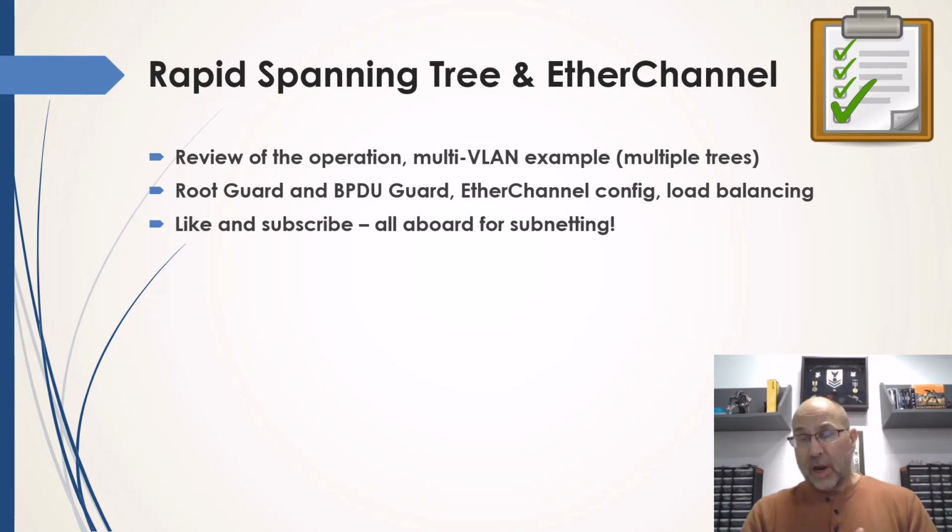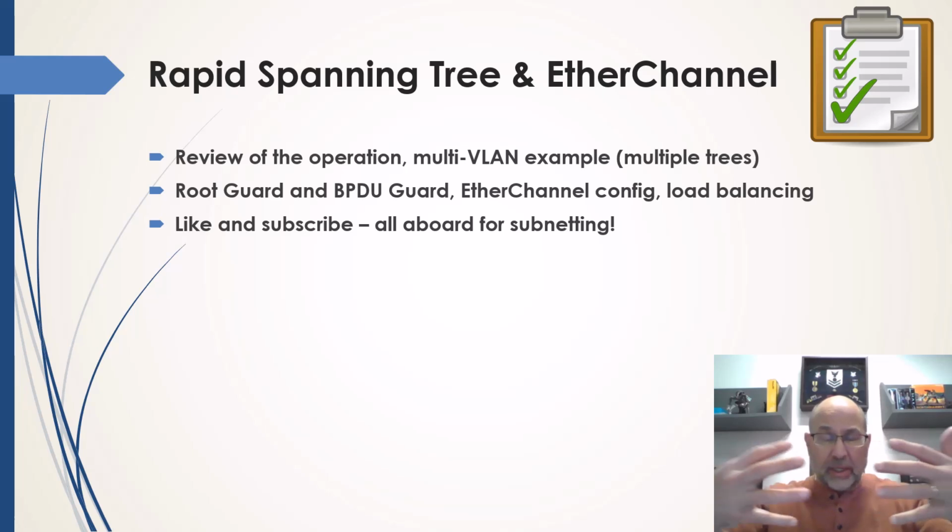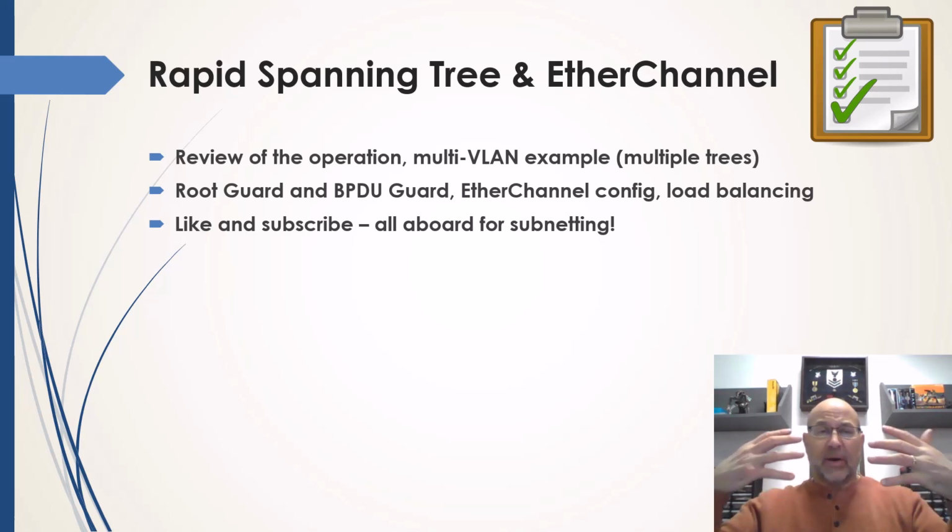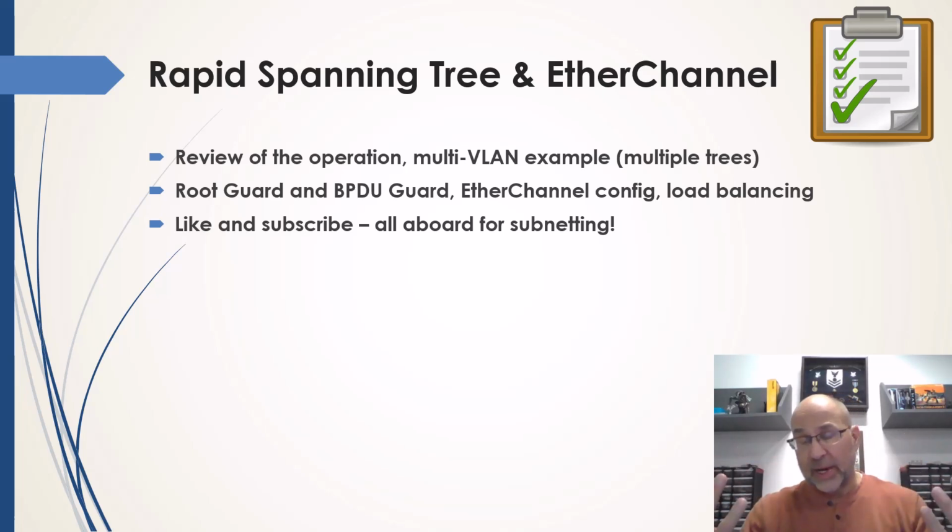So after our root guard and BPDU guard, remember the BPDU guard protects a port against receiving a BPDU. And the root guard says, I know that that switch over there is supposed to be the root. You're not allowed to be the root, even if you have a better BPDU. So I'm going to protect my root. Our EtherChannel config is all about configuring multiple lines to go between the switches. And it's not just about increasing capacity, it's also about lowering the spanning tree cost, which is why it's in this chapter, but also being able to load balance across those links. And you can choose how you want to set that up.